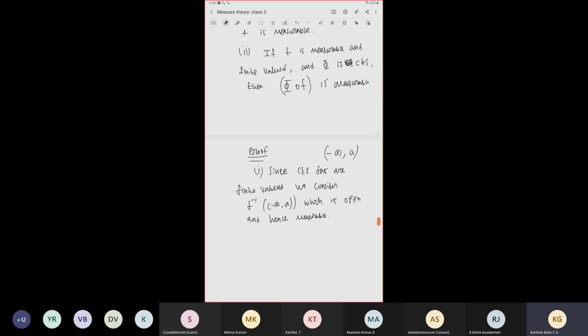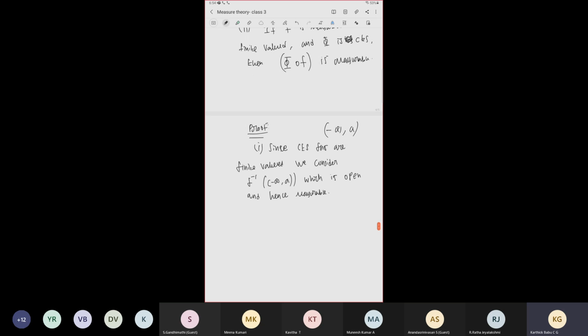So now we want to prove the second property, that is, we assume f is a measurable and finite valued function, both we assume, and phi is continuous, and continuous means that the function is also finite valued. So now we want to show phi composite f is measurable. It is enough to prove that phi composite f inverse of those basis sets, I mean minus infinity comma a, are measurable. So again, since phi is continuous, phi inverse of minus infinity comma a is an open set. This is because phi is continuous. So we denote that open set by O.